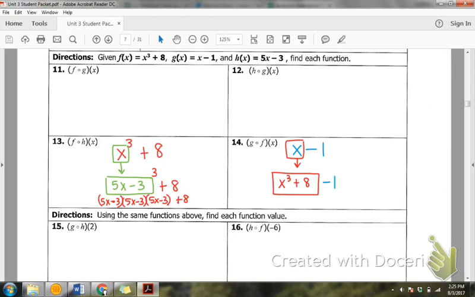Is there anything to multiply the x cubed plus 8 by? Is there any distributing or squaring or anything going on? Nope, it's just by itself, right? So x cubed plus 8, which means 8 is going to combine with negative 1. So I have x cubed plus 7 equals g of f of x.